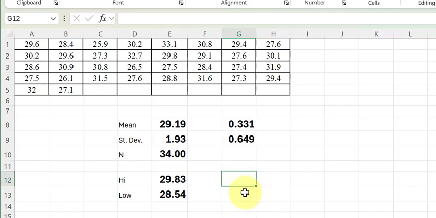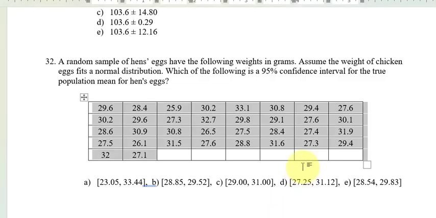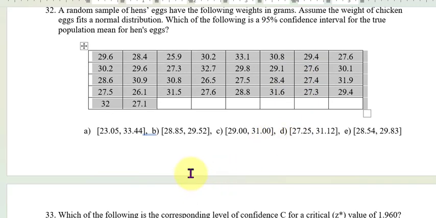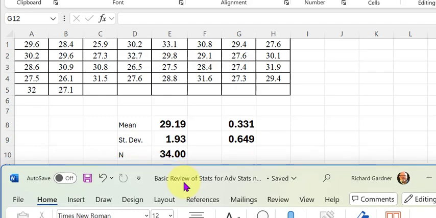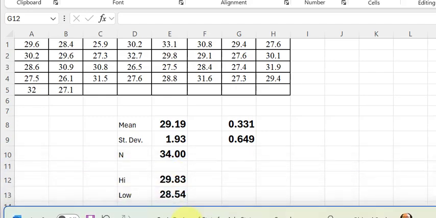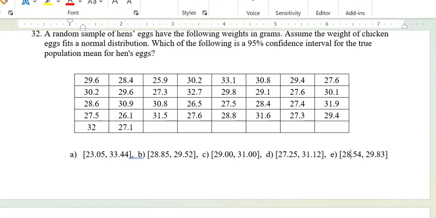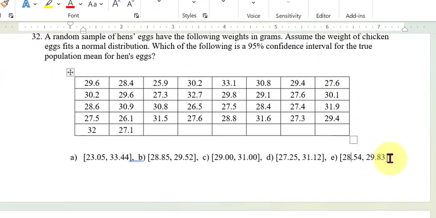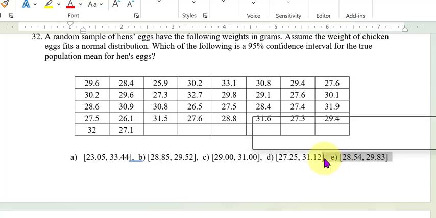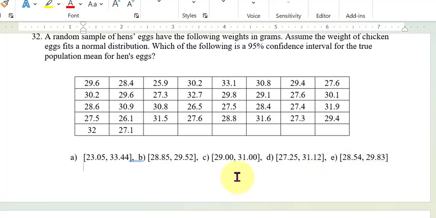Let's go back and look at it. So 28.5, 29.8, 28.5, 28.5. Ooh, that one's pretty close. Let's go back and take a quick look at it again. Yeah, 28.54 and 29.83, and it's winner chicken dinner. That's your winner right there. So that's how that works.